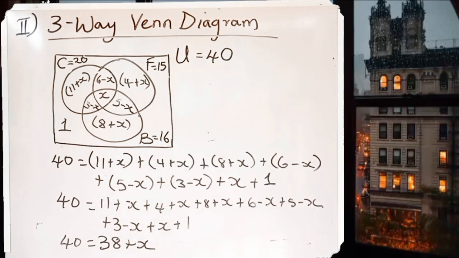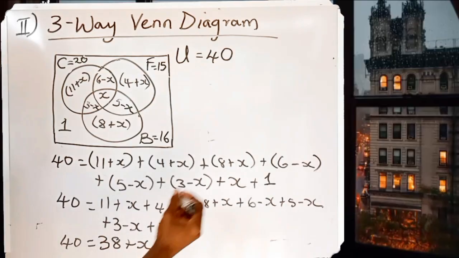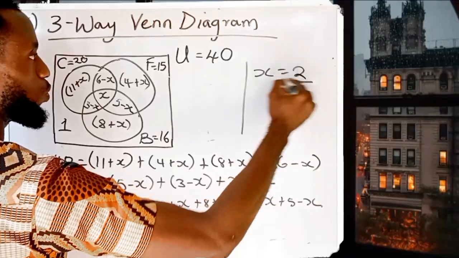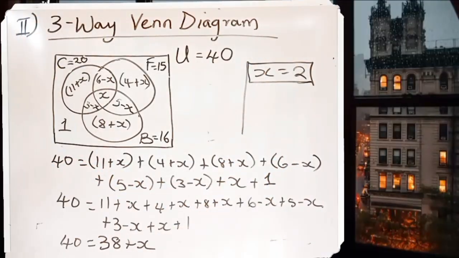So this is plus x. So now we can collect like terms, right? X becomes 40 minus 38. So therefore, x equals 2. So those who did all three are just 2. So that's how it is done. The moment you have that figure, everything becomes easy.